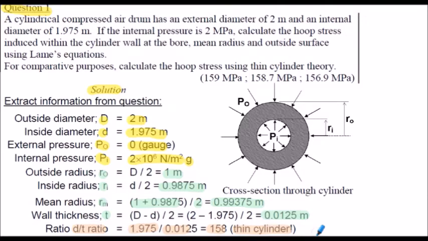So what I would encourage you now to do is start the presentation and apply Lame's equations, calculate the constants A and B, and then work out from Lame's equations the hoop stress distribution across the pressure wall. We need to work out the hoop stress at the bore, which would be the maximum, at the mean radius, and at the outside surface. I'd encourage you to start the presentation and attempt this question now, but the full worked solution is shown on the following slide.